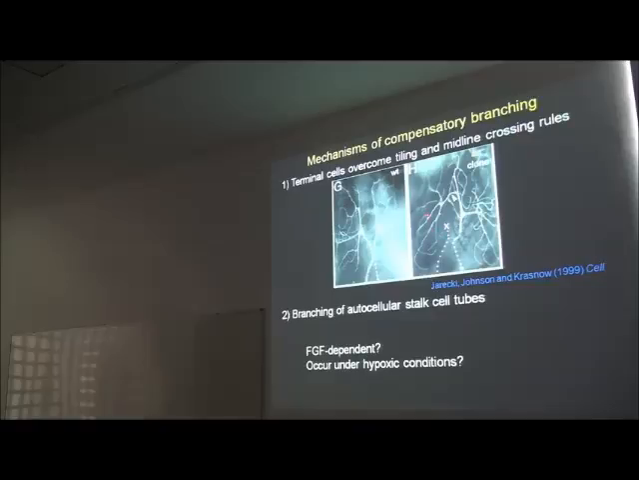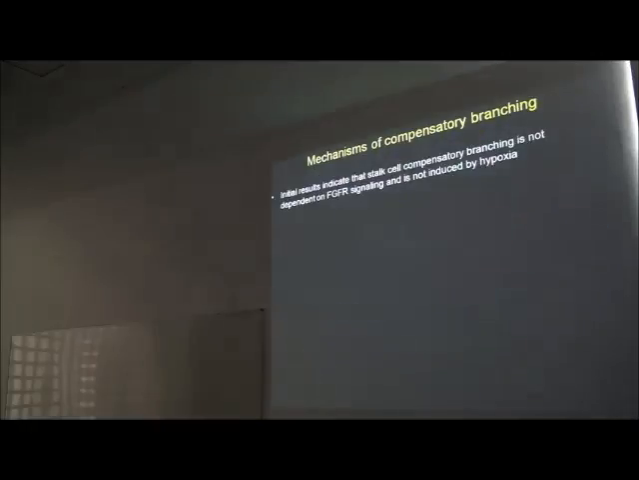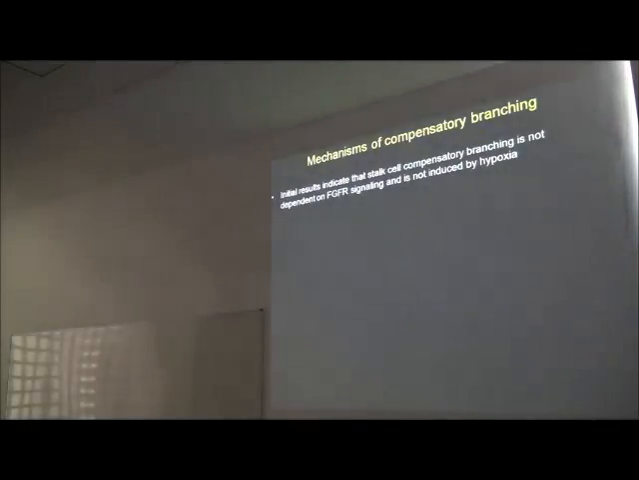So this process of the terminal cell branching and compensating is FGF dependent. The hypoxic tissue is known to secrete an FGF, and the neighboring terminal cell responds by going into that area. So one question we wanted to ask is whether autocellular tube compensation is also FGF dependent, and whether it would then occur under hypoxic conditions. Our preliminary results suggest that that's not the case. FGF doesn't seem to be involved in branching of the autocellular tube, and if we put animals in hypoxia, we don't see a similar invasion of terminal cells by neighboring wild-type autocellular tubes.